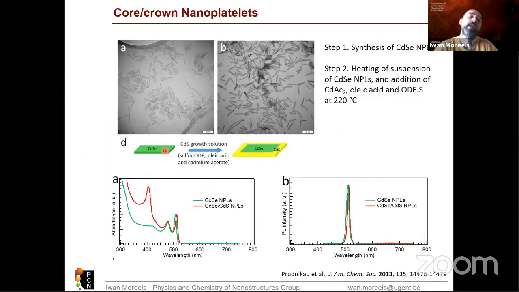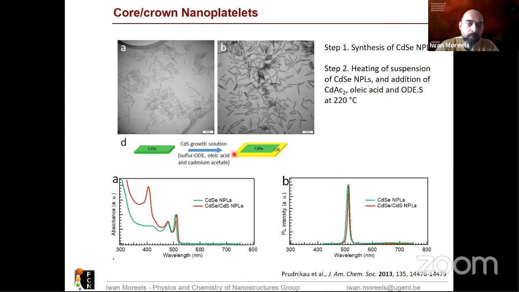So how do we do this? For this, like I said, we need a little bit more elaborate structure because you need a combination of type 1 and type 2 band offsets. And with platelets, you can actually do this by, first of all, growing, for instance, a type 1 heterostructure with a layer of cadmium sulfide.